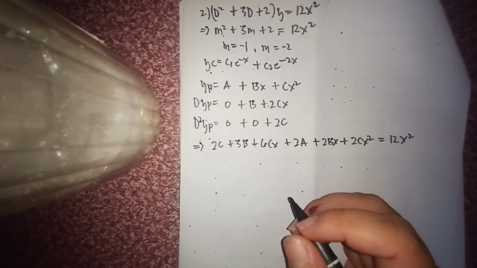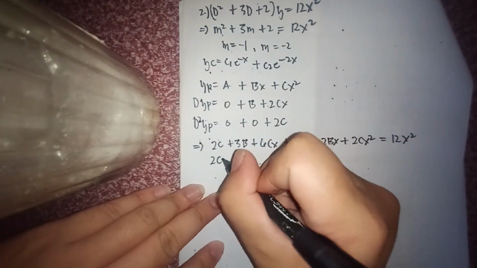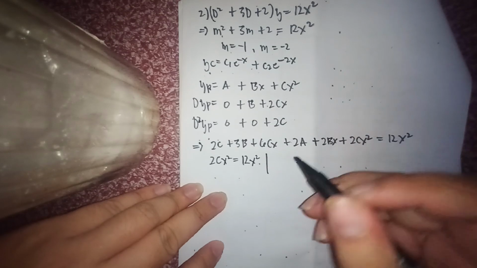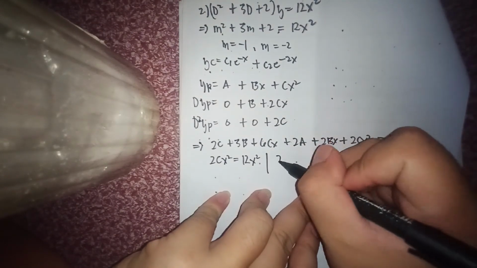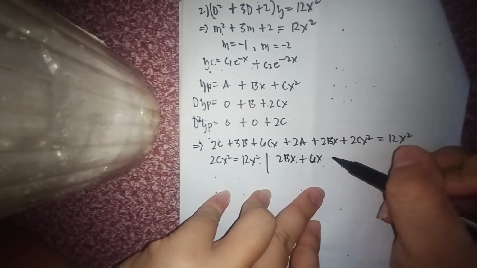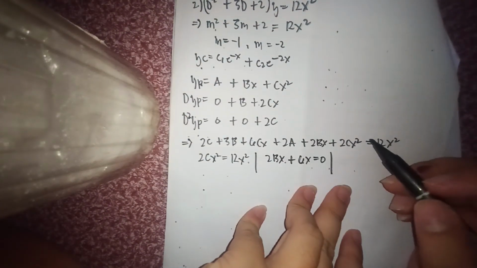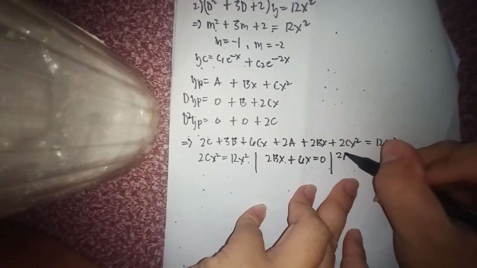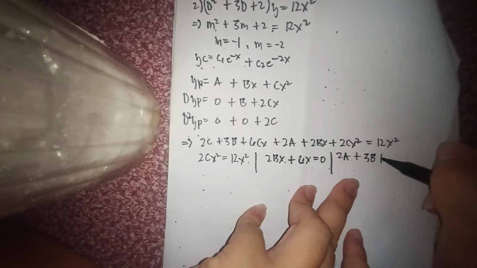So we have to combine like terms. So first we have the x squared: 2c x squared is equal to 12x squared. Next we have the value of x. So we have 2bx plus 6x is equal to 0. And for the constant value, we have 2a plus 3b plus 2c.